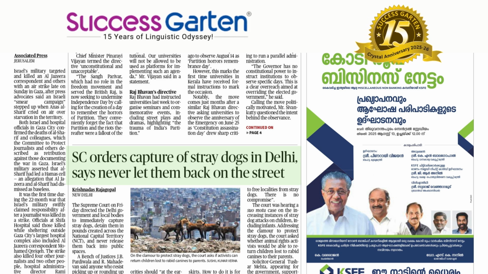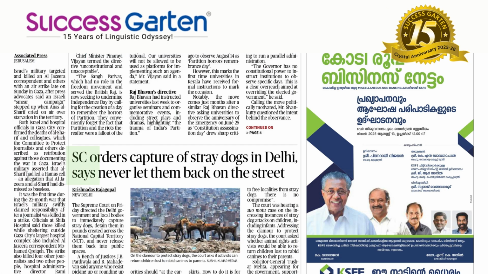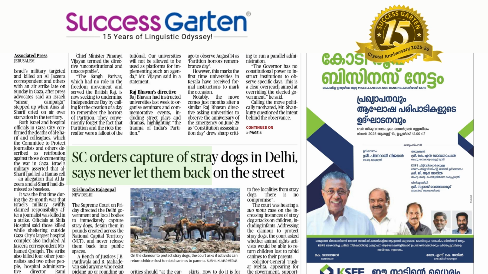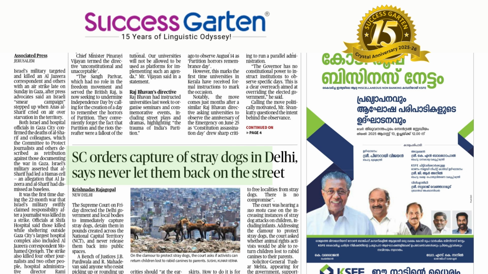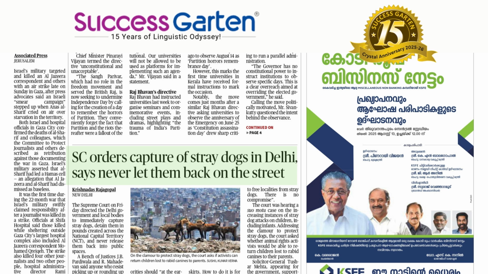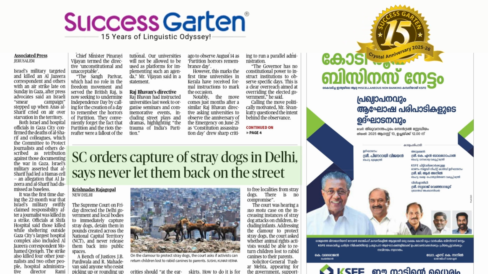Capture of stray dogs in Delhi. Says never let them back on the street. Let is a very interesting and prominent verb in the English language. Let means allow something to happen. SC orders, SC does order, does SC order? SC orders capture of stray dogs, doesn't it? Capture of stray dogs is ordered by SC. So all the language properties can be applied here.